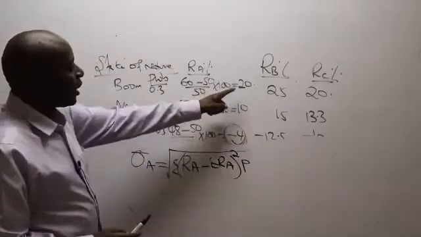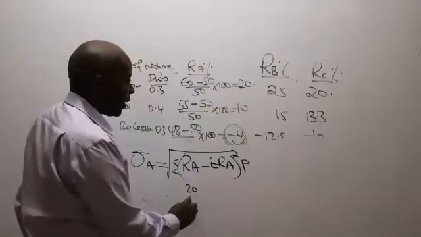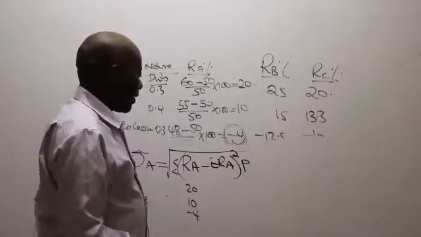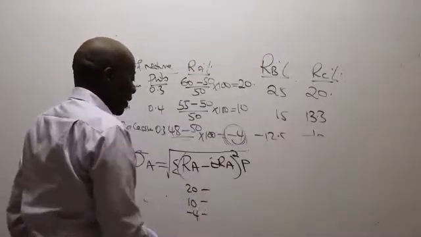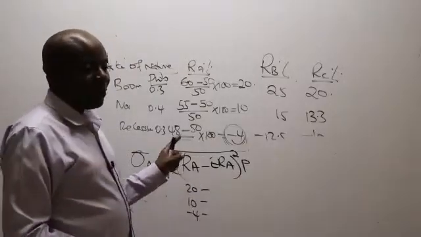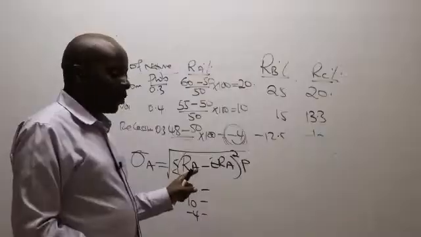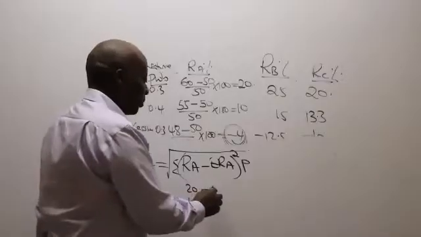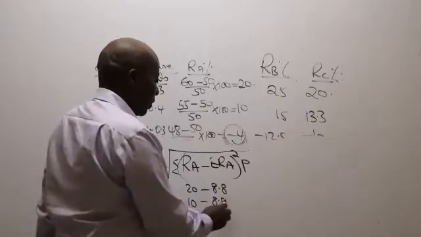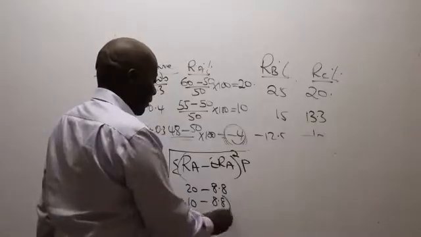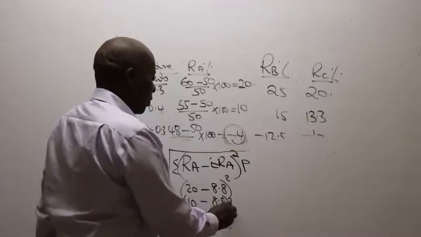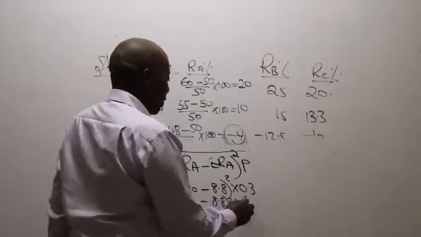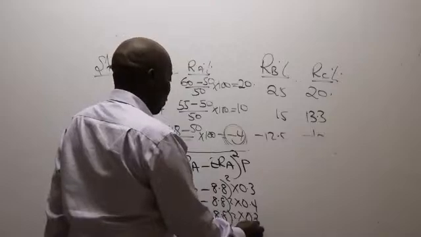So we have the actual returns of A, 20, 10, minus 4. Are you able to remind us what the figure of expected return of A was? 8.8. So expected return will be the same throughout, 8.8, 8.8, 8.8. And then we do what here, somebody? We square, times probabilities. We have 0.3, 0.4, 0.3. Equals.